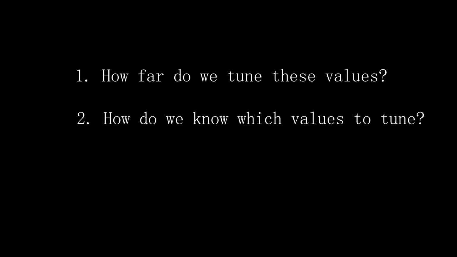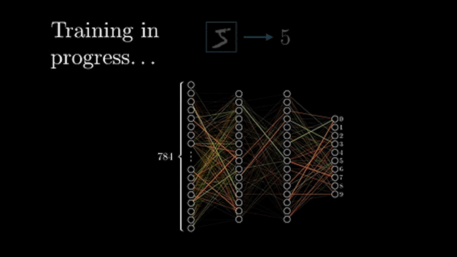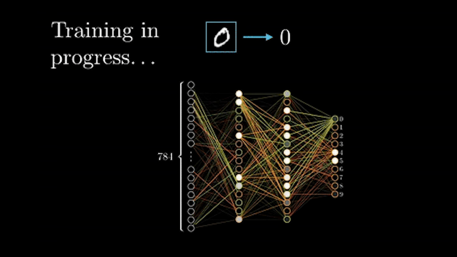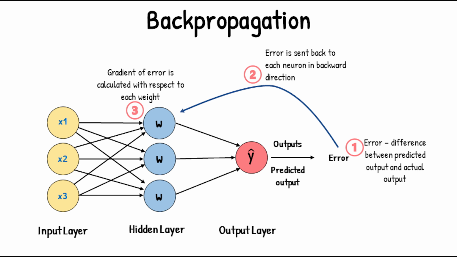So this raises a lot of questions. One, how far do we tune these values up and down? Two, how do we know which values to tune? And three, how can we do this systematically? The whole idea of learning and machine learning is just answering the question of how to do this number tuning. The formal name is called backpropagation.